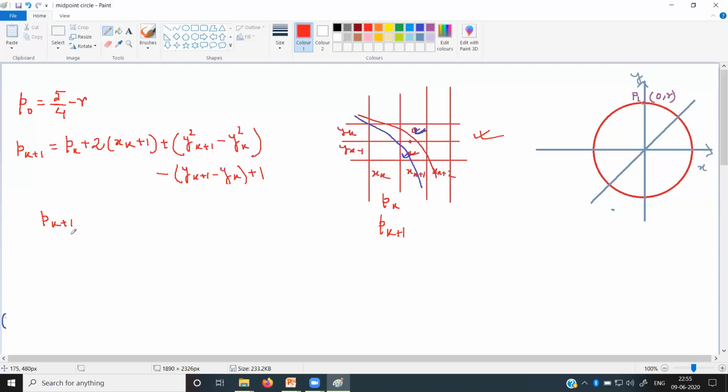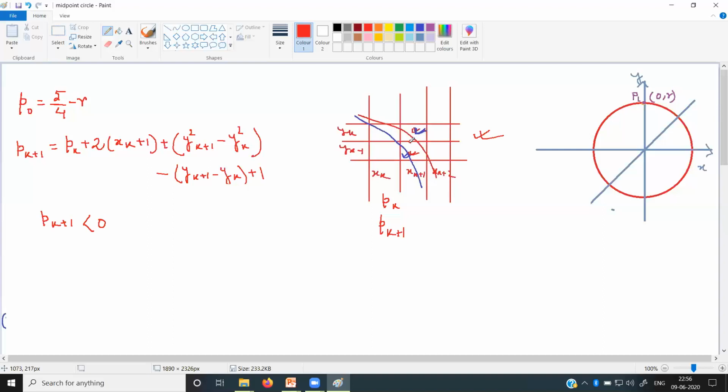Now this p of k plus 1, this decision parameter, is used to find out what the y value will be. As you know, we can find out p of k plus 1 by using this equation. Now if the value of p of k plus 1 is less than 0, it means this midpoint is inside the circle. That means we have to consider the red curve. So you can see a curve drawn in red color. So we have to consider the red curve.